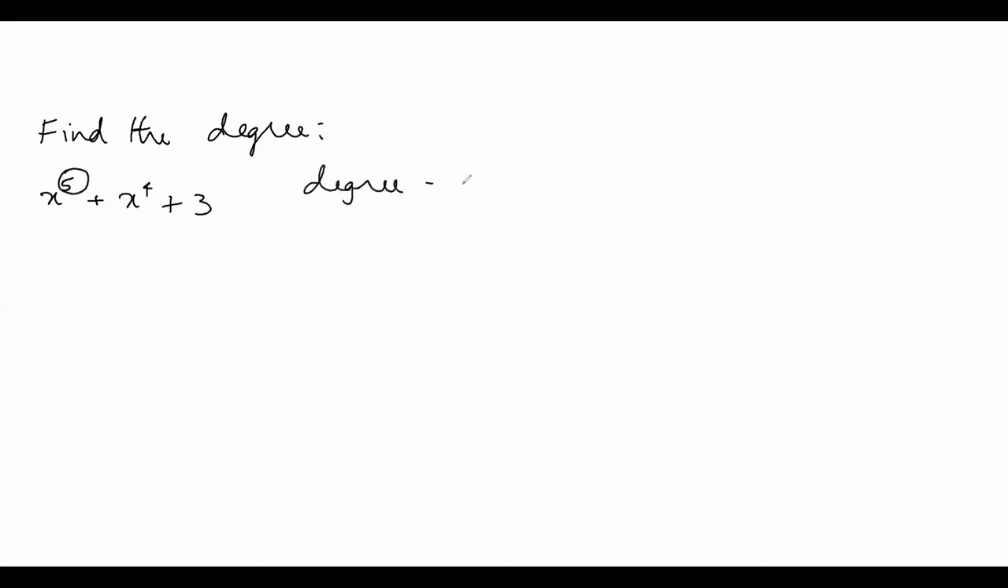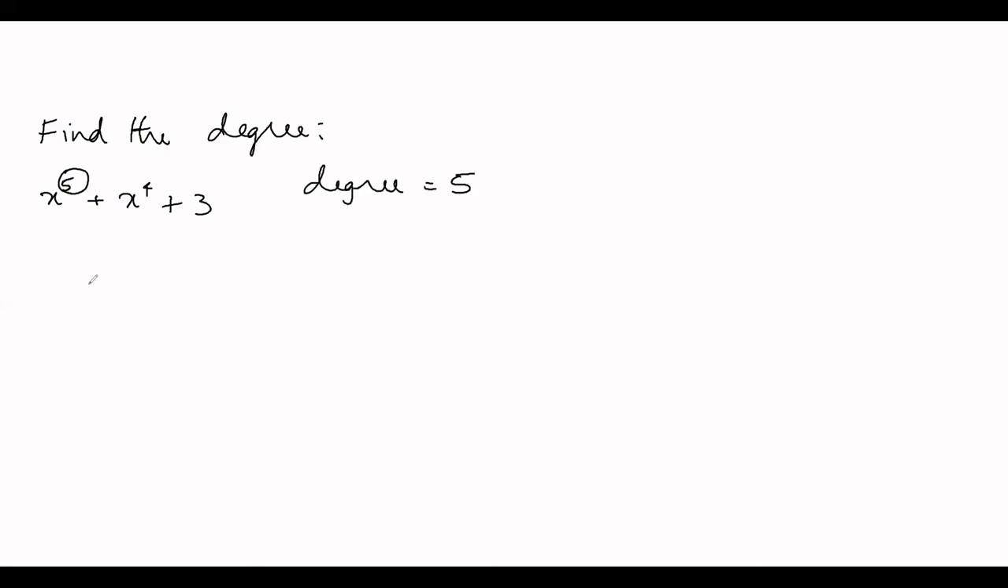So let's examine these polynomials. The question is to find the degree of the polynomial. First question, x power 5 plus x power 4 plus 3. So here the variable is x, the highest power of x is 5, therefore the degree is equal to 5.